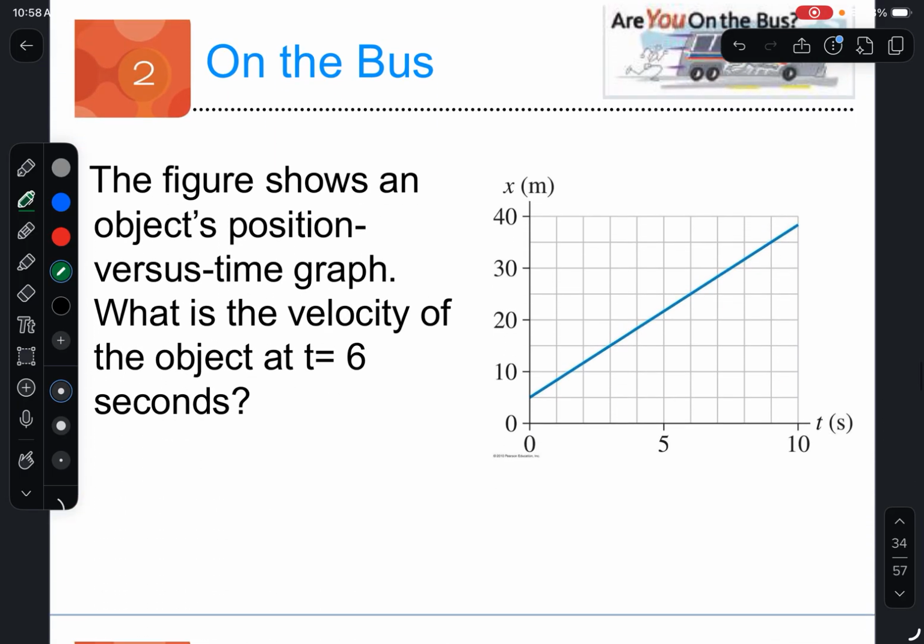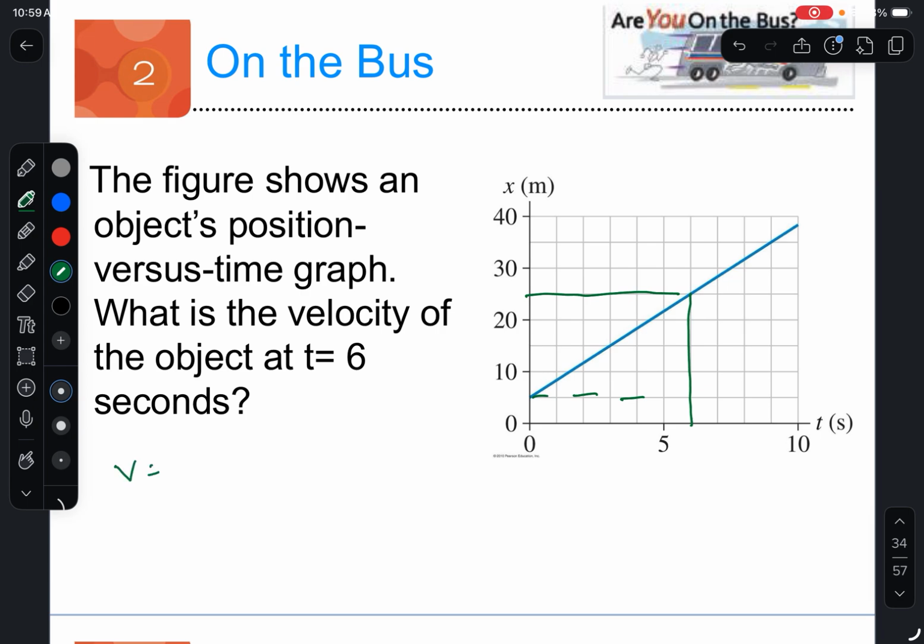Now let's do this example where we have a position versus time graph, and you're asked what's the velocity of the object at 6 seconds. So here's our 6-second mark right here. We're going to draw it up to intersect the line, and we're also going to draw it over. We're starting right here. So I have to find the slope. My slope is my velocity.